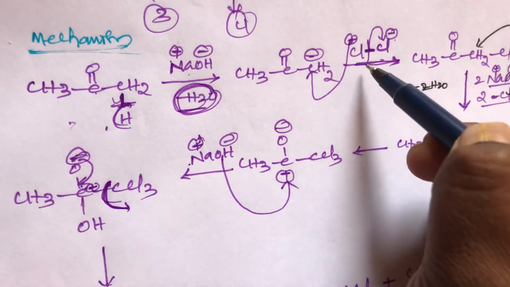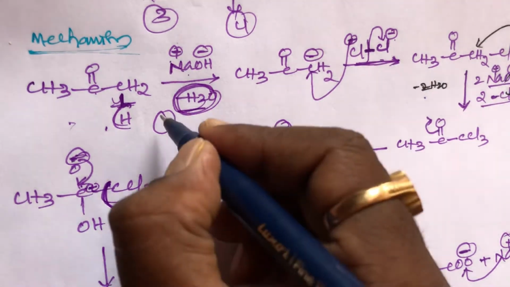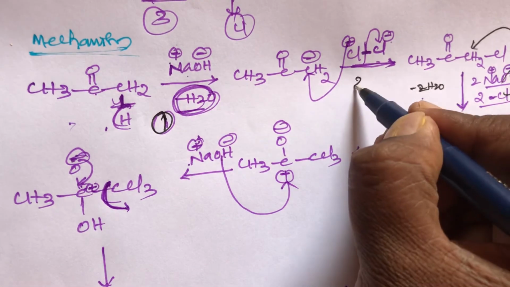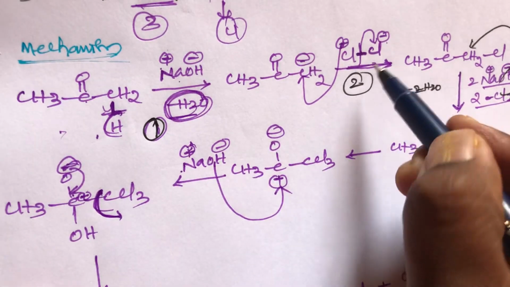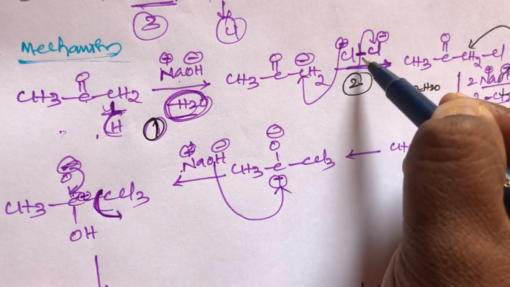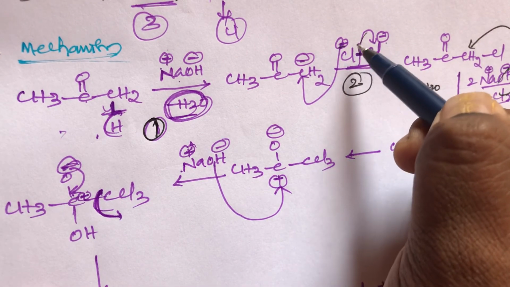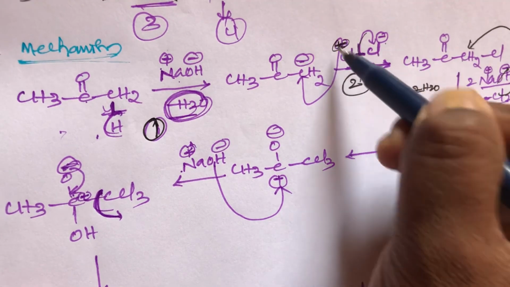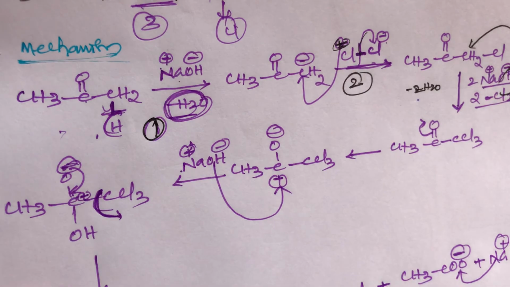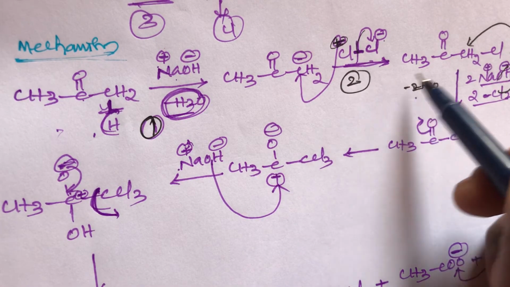Then in the second step, student, remember that NaOH is involved in the first step. In the second step, 1 mole of chlorine is involved. In this chlorine, there is one bond. This bond shifts to one side, and one chlorine gets a positive charge. This positive species always attacks the negative charge side. We get CH3COCH2Cl. So this is the second step, student.